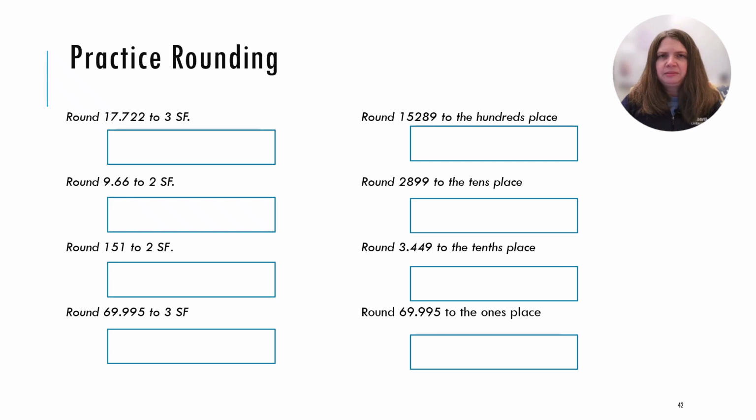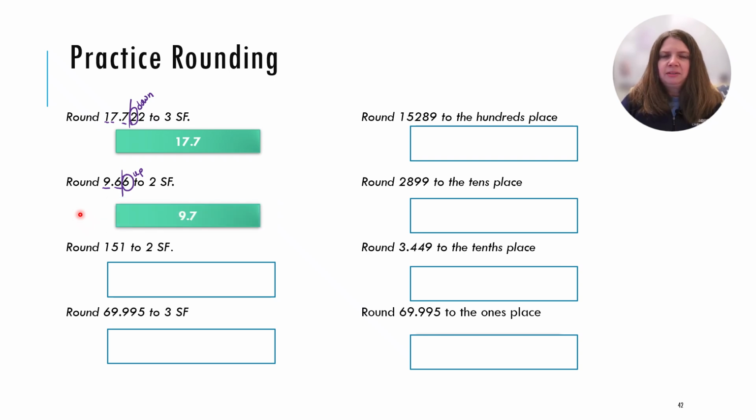Now let's practice rounding using both counting significant figures and decimal place rules. First, round 17.22 to 3 significant figures. The first 3 significant digits are 17.2. The next digit is a 2, which is less than 5, so we round down. The final result is 17.2. Next, we round 9.66 to 2 significant figures. We keep 9.6 and look at the next digit, which is a 6. Because 6 is greater than 5, we round up. The result is 9.7.